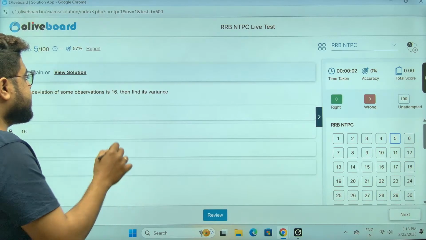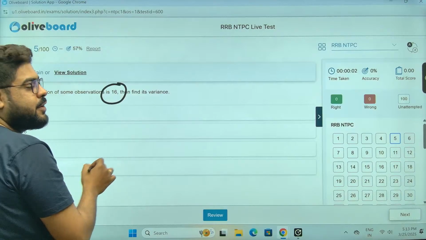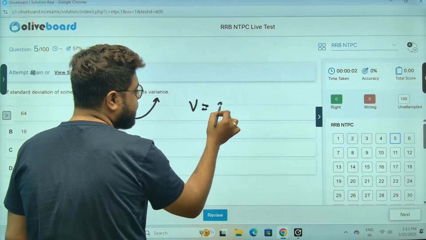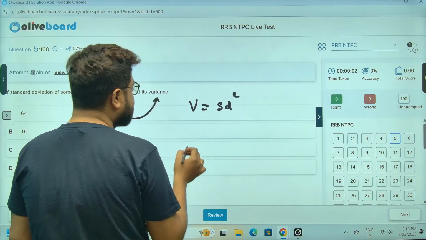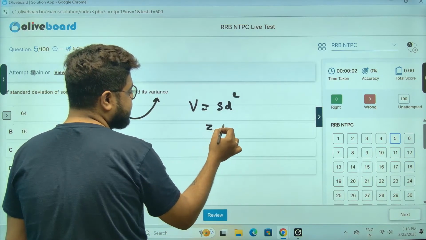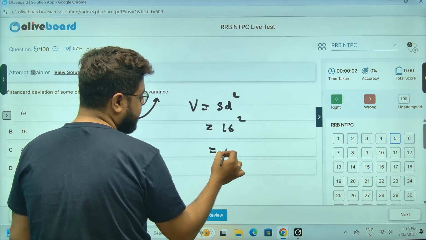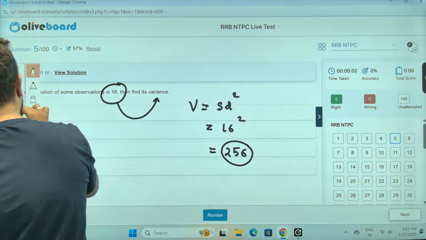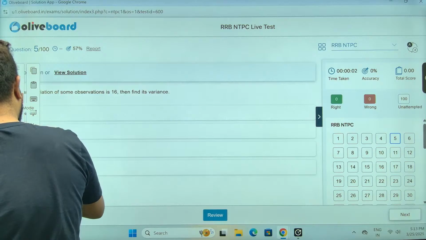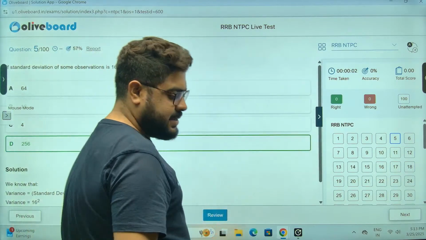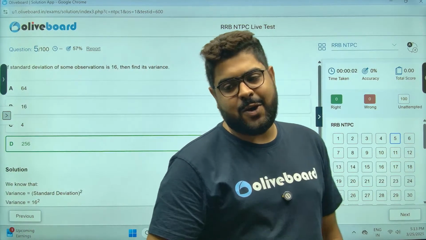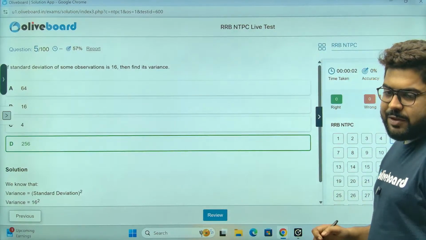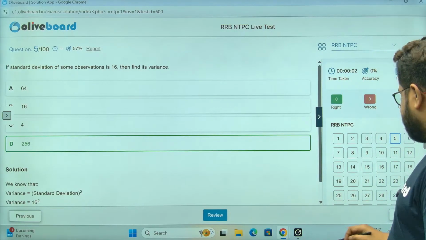So this is as basic as it gets. Variance is nothing but the square of this. Variance is equal to SD square. So if the SD is 16, it will be 16 square, that is 256. That will most definitely be your answer, which is option D. Very simple question, right?